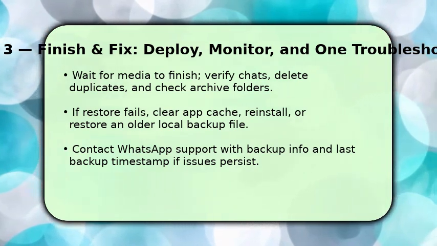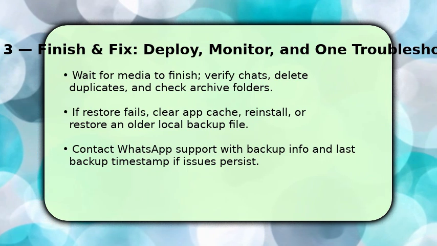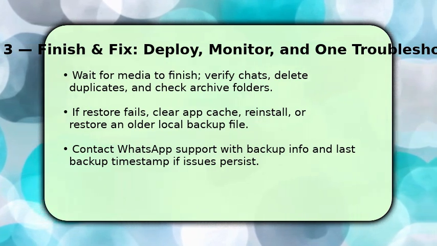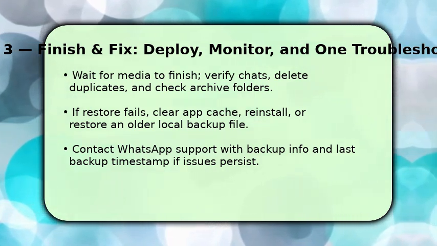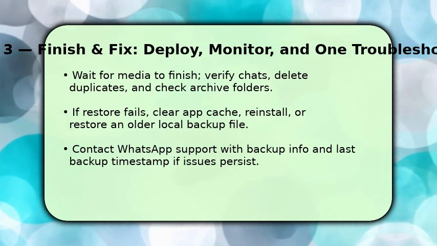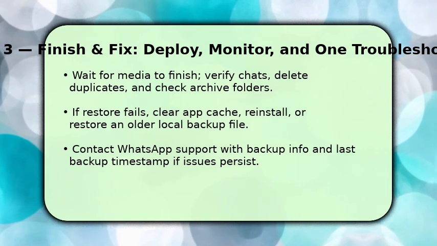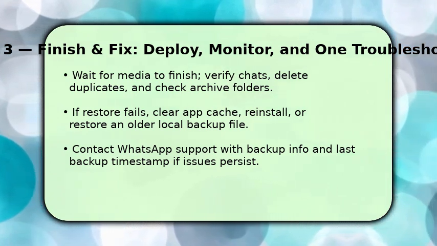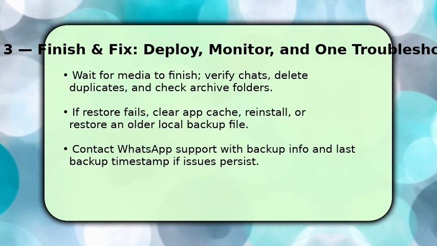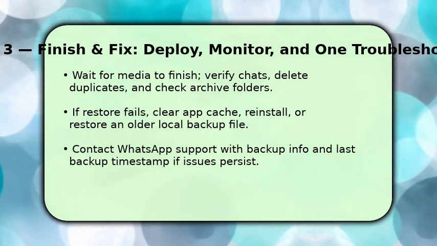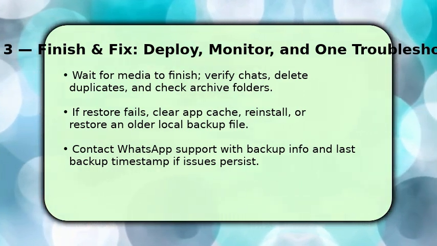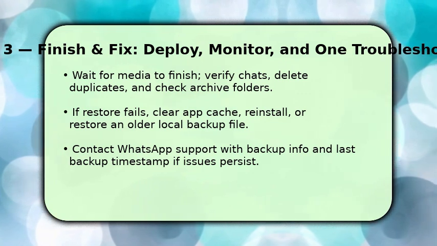If the restore fails, first clear WhatsApp cache, then reinstall and try again. On Android, try restoring an older local backup file by renaming it to msgstore.db.crypt12. If nothing works, contact WhatsApp support and provide the exact backup timestamp and account details so they can investigate. This often reveals permission or account mismatches.